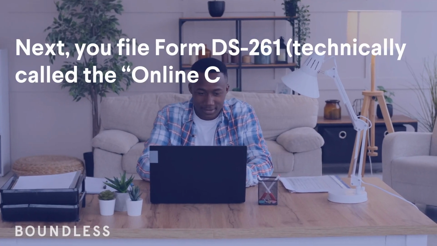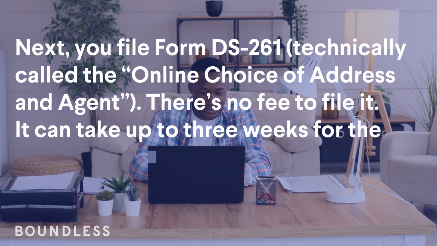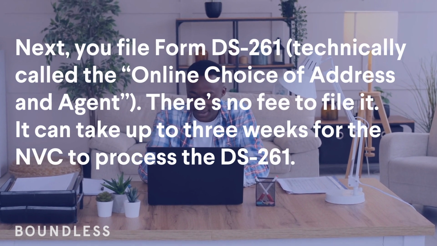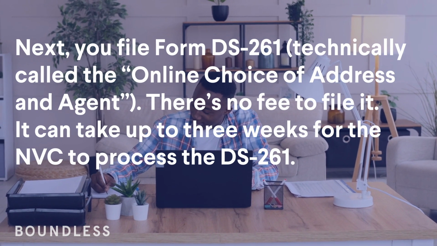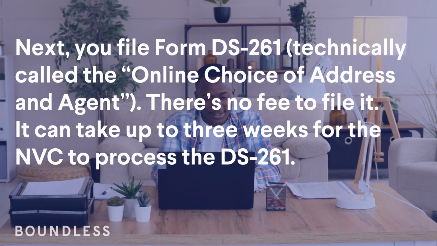Next, you need to file form DS-261, technically called the Online Choice of Address and Agent. There's no fee to file it. It can take up to 3 weeks for the NVC to process the DS-261.